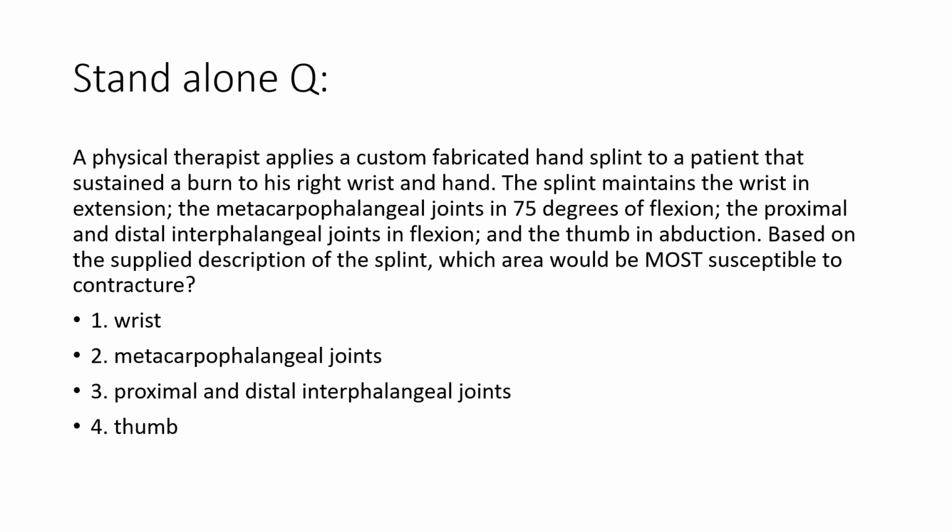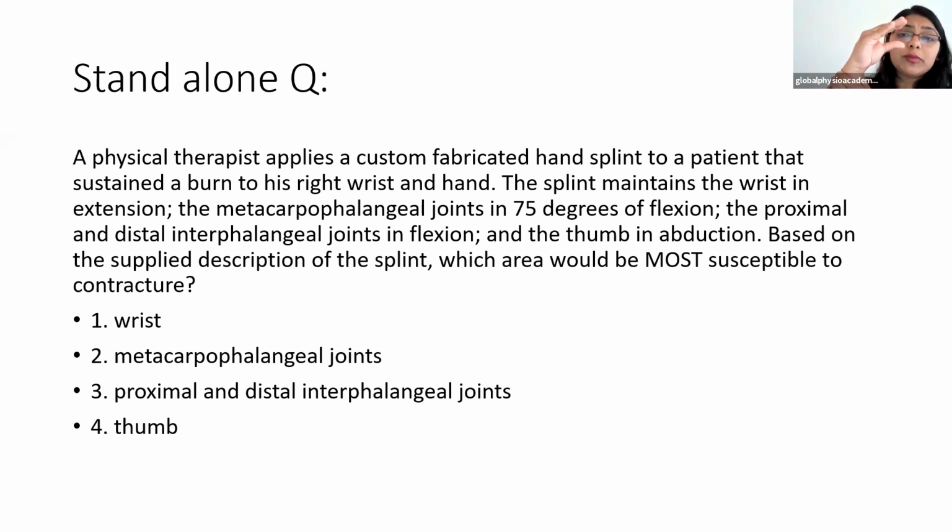Metacarpophalangeal joint. What is the question? It shows a custom fabric hand splint to a patient who has burns on the wrist. The splint maintains the wrist in extension, the metacarpophalangeal joint in 75-degree flexion, PIP and DIP remain in flexion, and the thumb is in abduction. Now, based on this splint, which area would be the most susceptible to contracture?